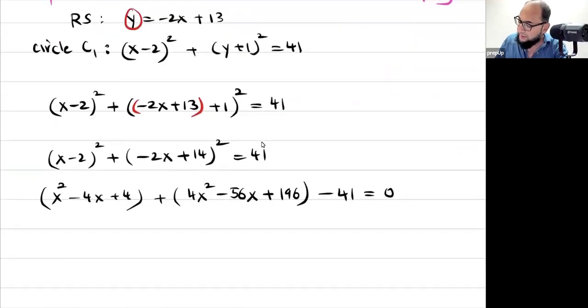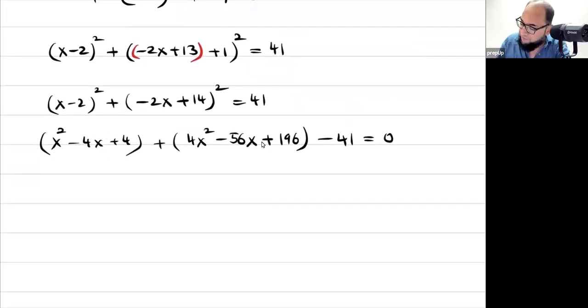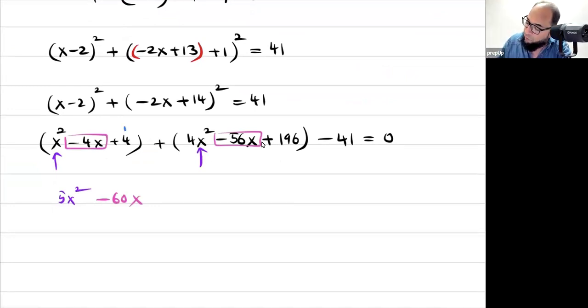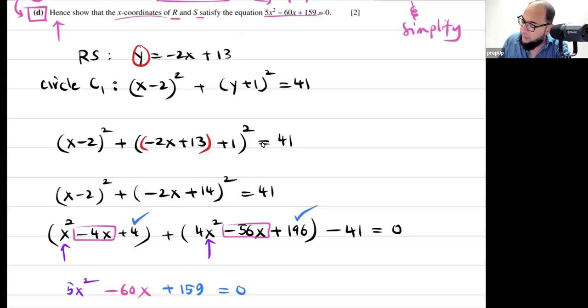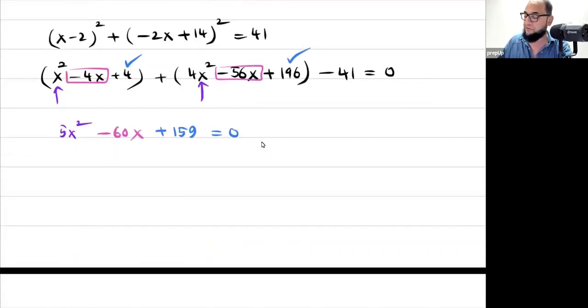So let's get started. What do we have? We have x², we have 4x², that is 5x². We have −4x, we have −56x, that is −60x. And then last but not the least, we have 4 and we have 196, which is 200. 200 minus 41, that's 159. So this is 159 = 0, and that is exactly the equation that we get.